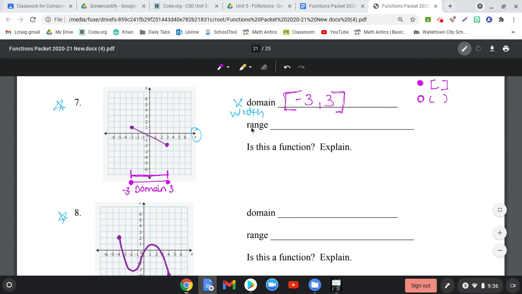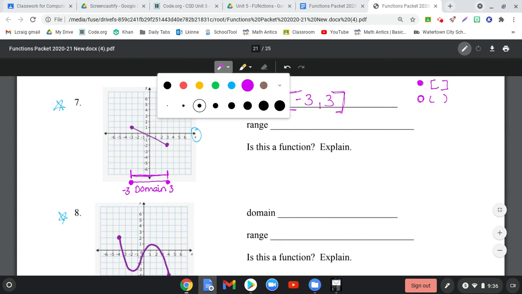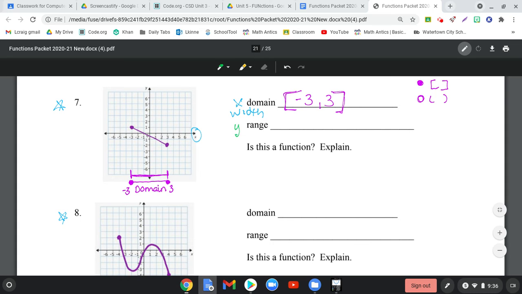All right, now your range, those are your y values. Let me change up the color here. Your y-axis runs up and down. So basically your range goes from your min to your max. So what's the lowest point it gets to? Right here. -2 is your min. And the highest point it gets to is just 1. So from here to here is your range.